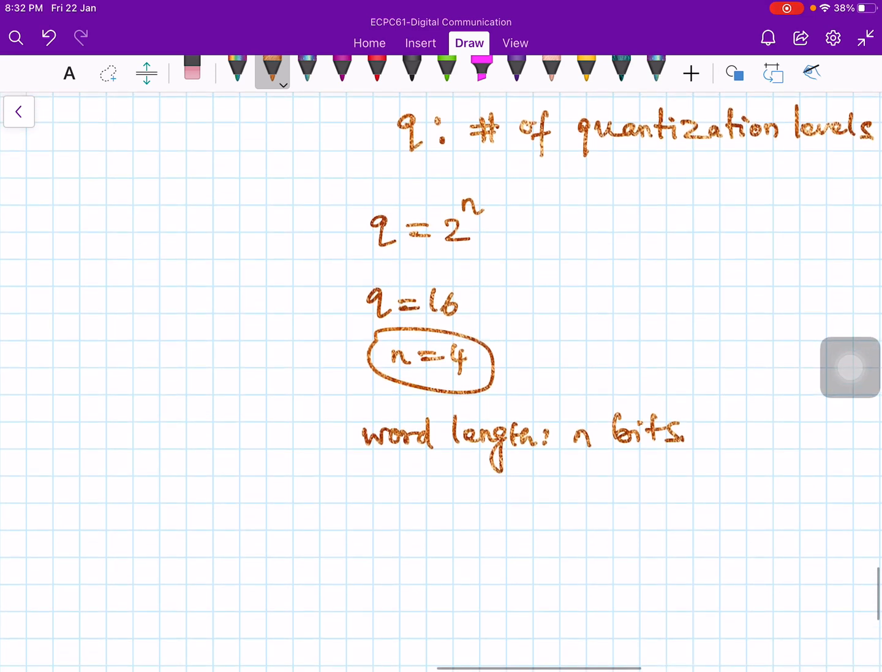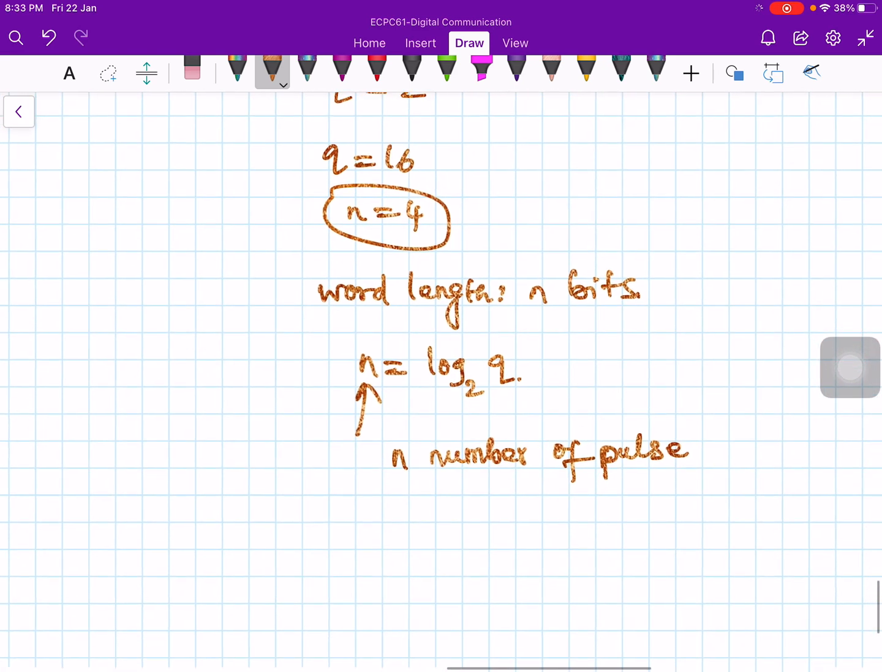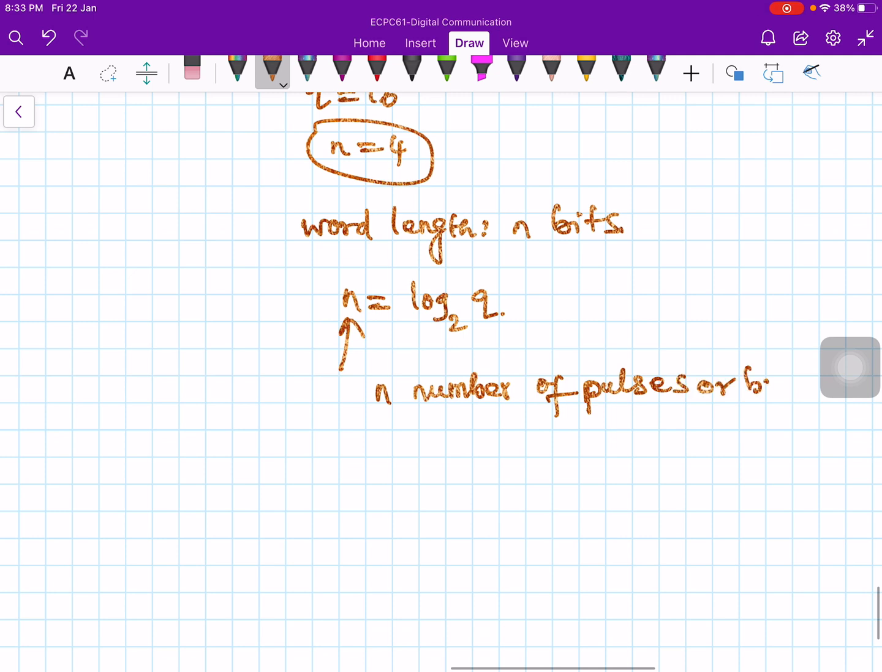And n is obviously equal to log to the base 2 of Q. These n pulses or bits are needed to represent each sample.